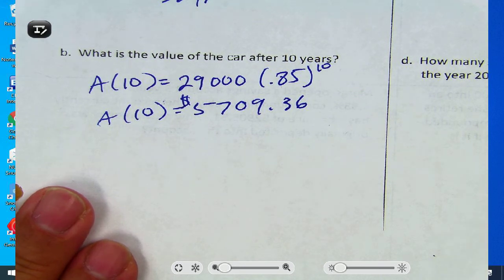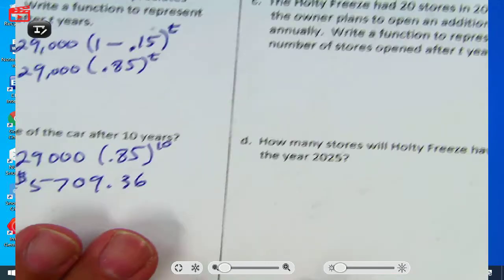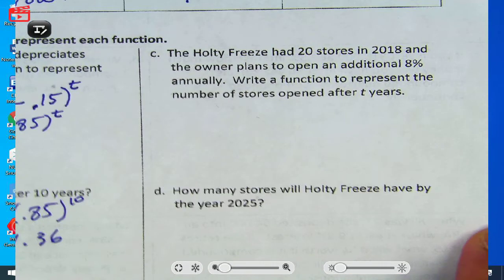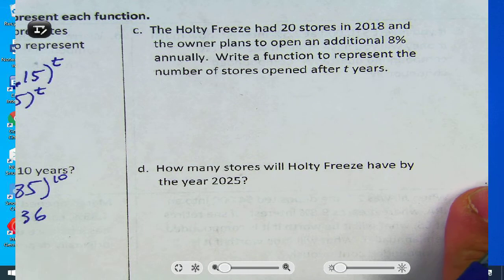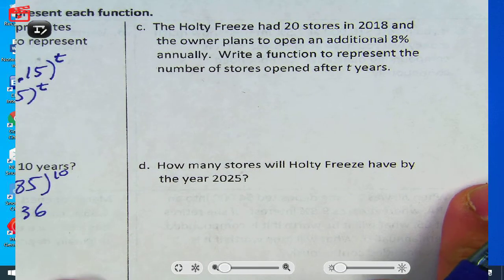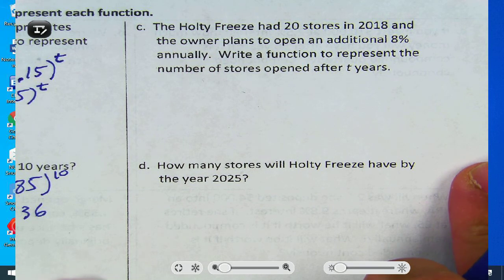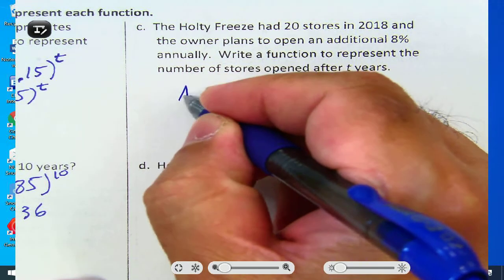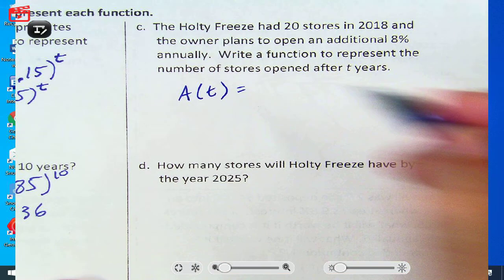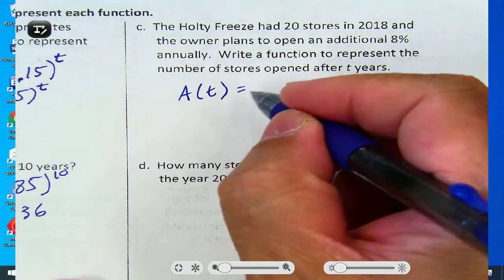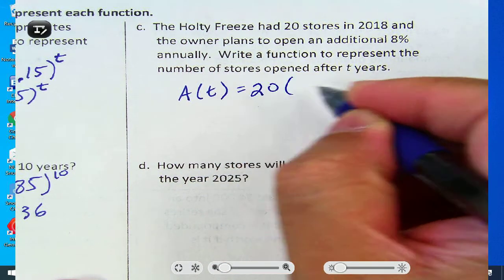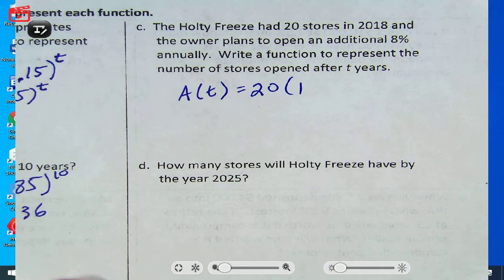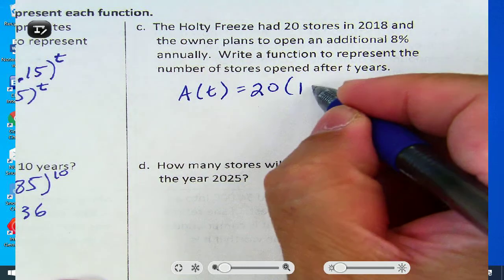Example C. The Holte Freeze had 20 stores in 2018, and the owner plans to open an additional 8% annually. So I'm writing my formula. He started with how many? 20. So that's my initial value. Is it increasing or decreasing? Increase. So it's a plus sign.